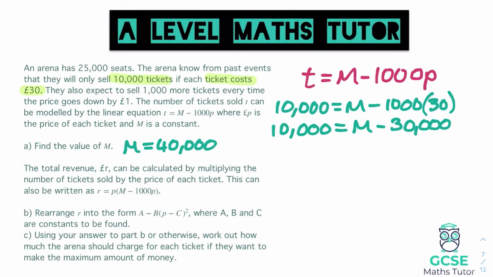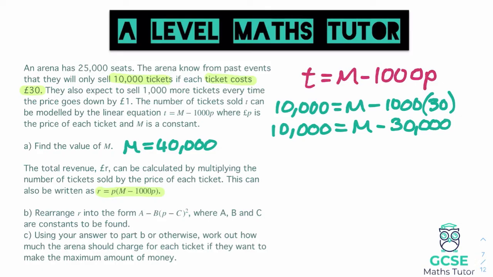Okay, so moving on to part B, it says we have the total revenue R can be calculated by multiplying the number of tickets sold by the price of each ticket, and this can also be written as R equals p brackets M minus 1,000p. Obviously we can expand that, it's just given to us in a bracket to start with, and it wants us to rearrange it into the form, and then it wants it in completed square form.